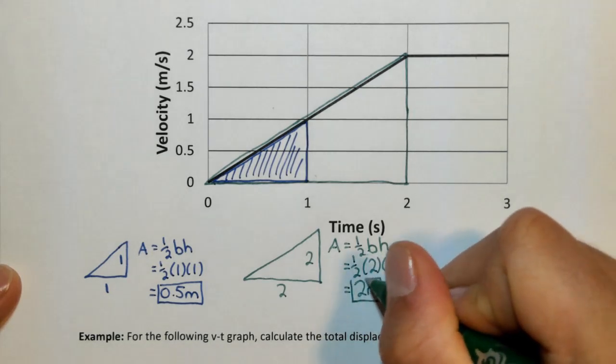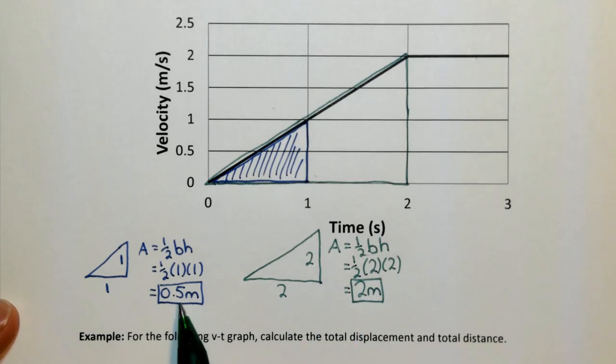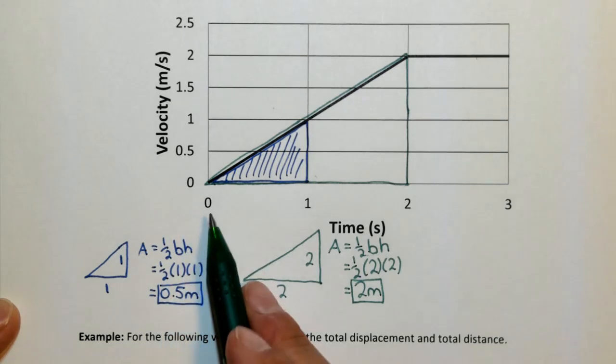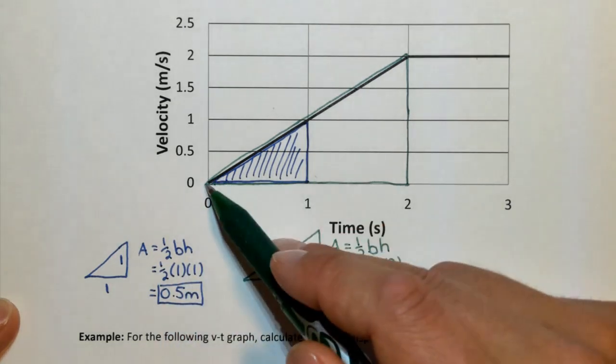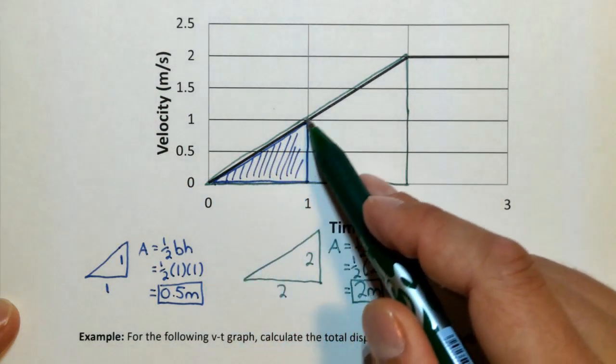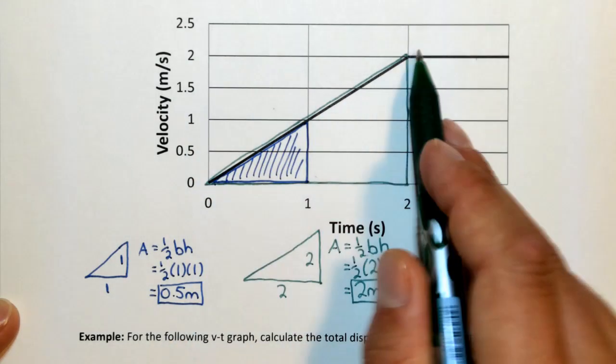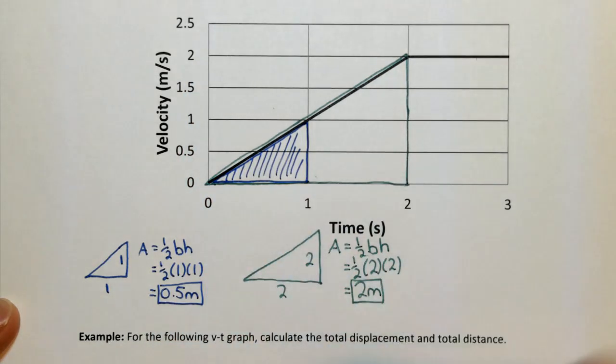Now this might seem a little weird. How come the object covered so much more distance, more displacement, in the first 2 seconds than it did in the first 1 second? This is only twice as much time, but it went 4 times as far. Why is that? Well, if we look at the graph, we see what the object is doing. Remember, this is a graph of velocity. Its velocity is getting bigger and bigger and bigger. Velocity starts at 0, then it goes to 0.5, then it goes to 1, then it goes to 1.5, then it goes to 2. So this object is going faster and faster and faster.